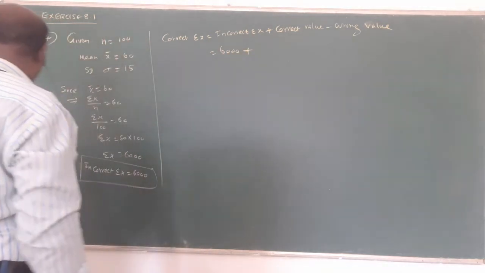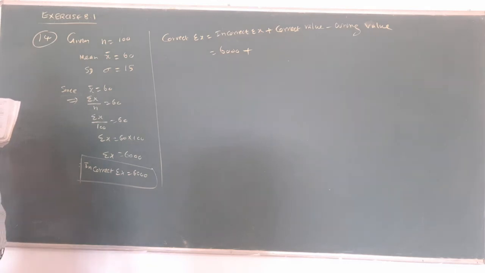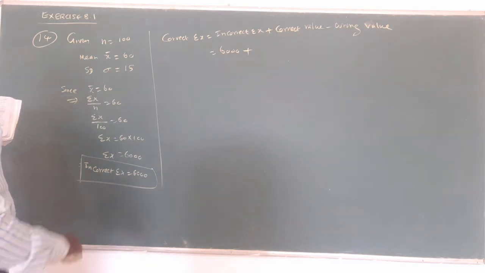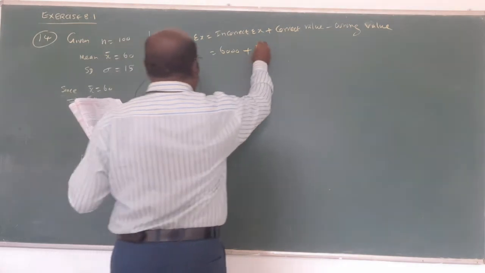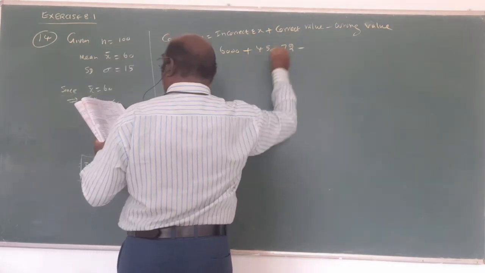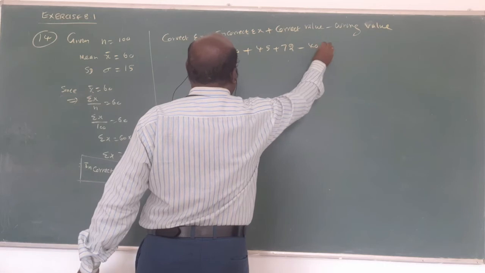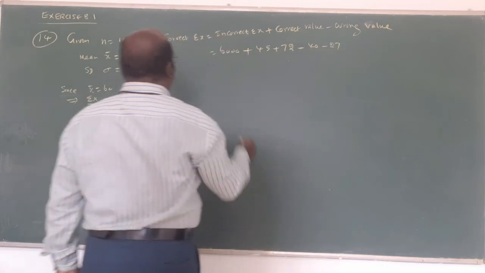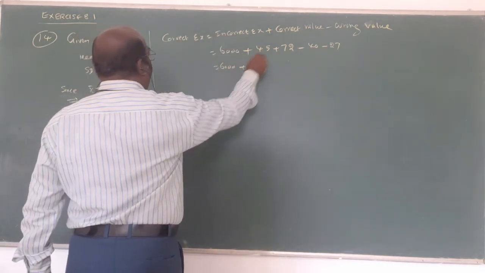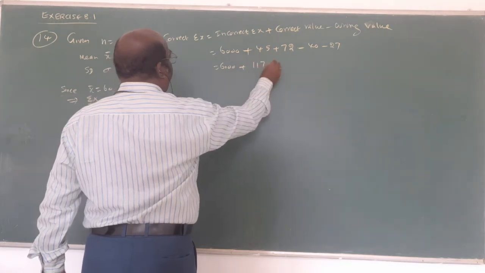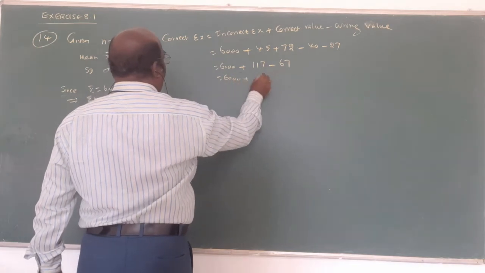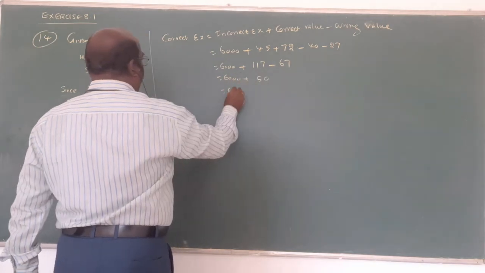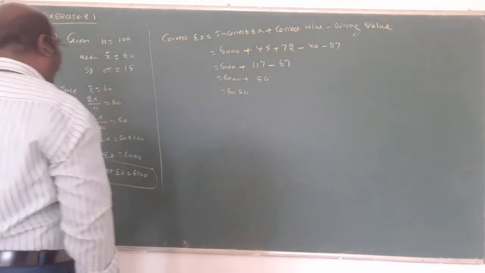Here, what are the correct values? The scores 45 and 72 were wrongly entered as 40 and 27. The correct values are 45 and 72. The wrong values are 40 and 27. Now, adding these values, 7, here 67, 0, 50. Am I right? So 6050 is the correct total.